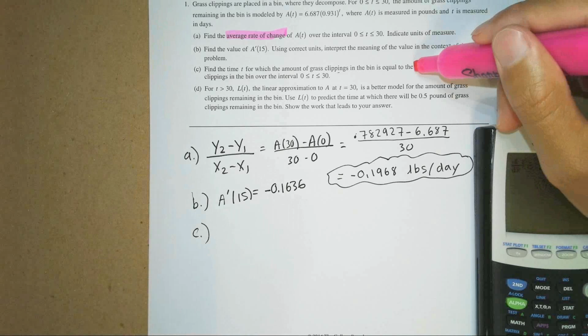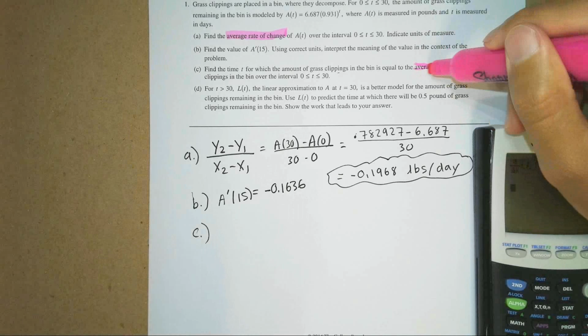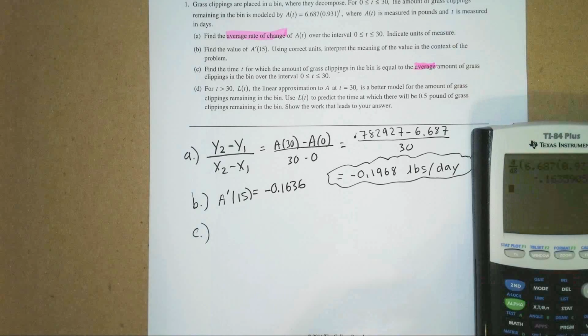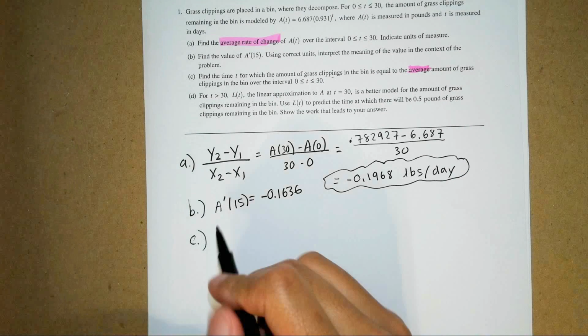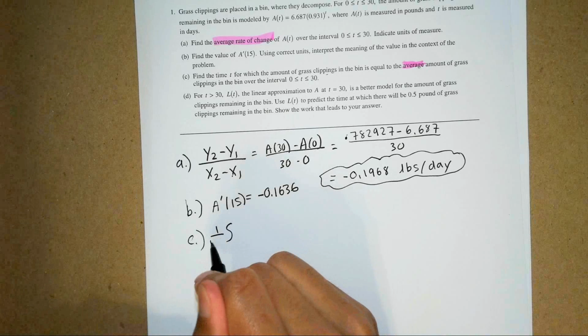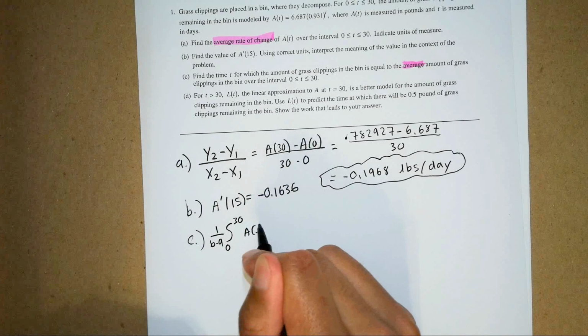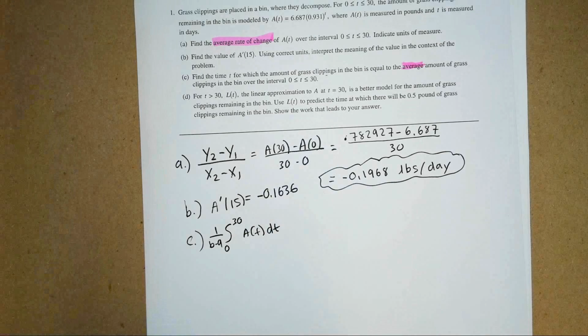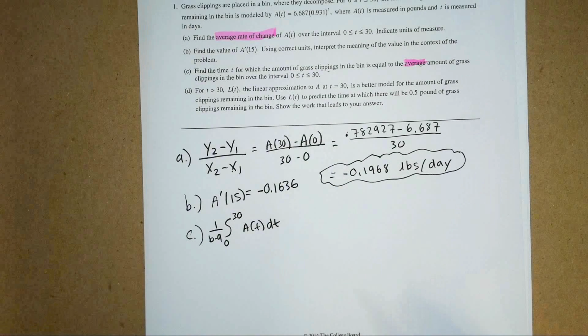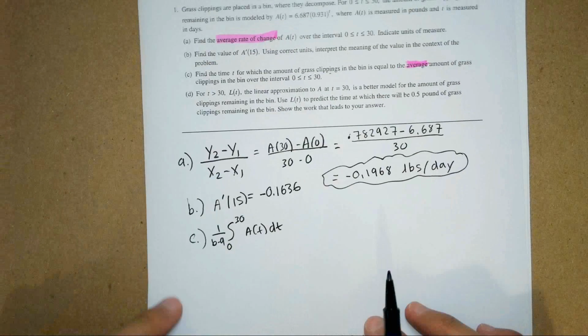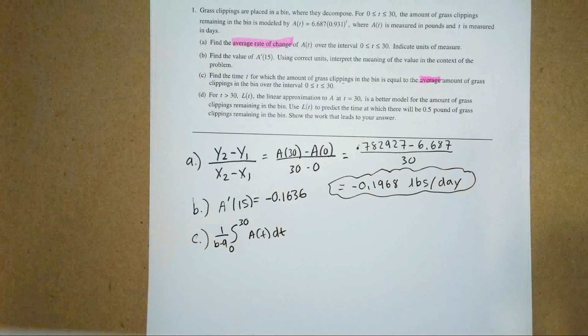is average. How do we find average when it comes to calculus? Hopefully we said, well, average is 1 over b minus a, the integral from 0 to 30 of your equation, with respect to dt. That's how you find the average. So because of that, we have to find the average amount. And that's what we're going to do here.